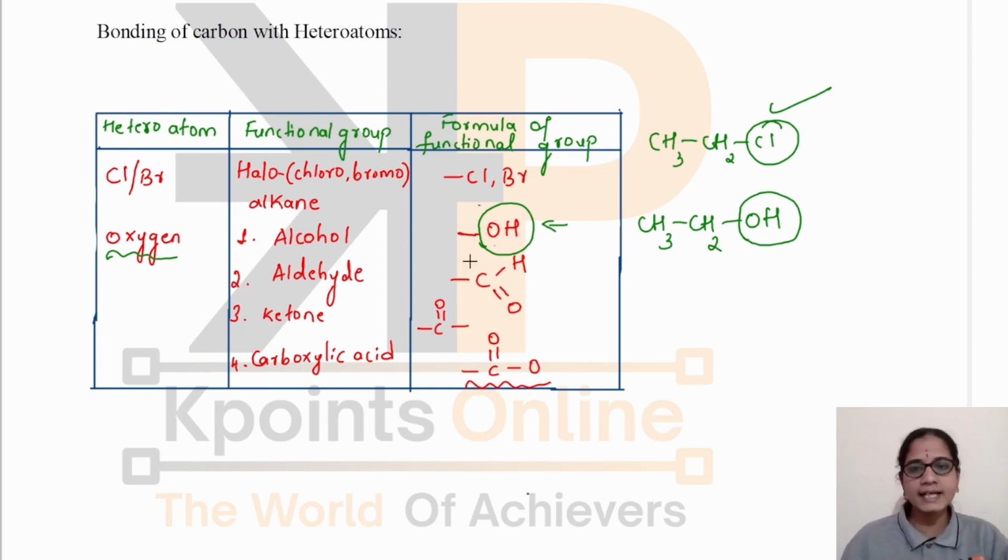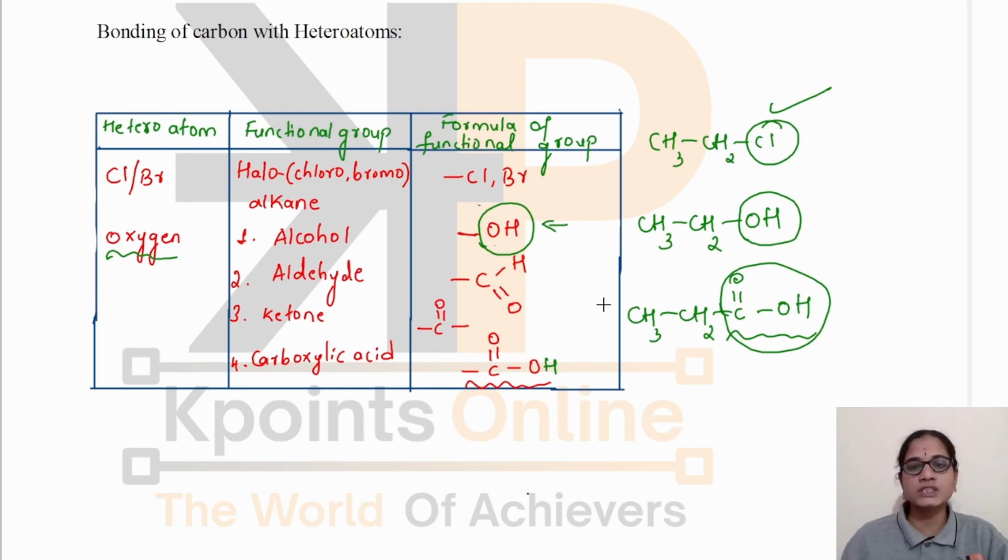And if this aldehydic group is attached to the carbon chain, then those compounds will be aldehydes. If this ketonic group is attached to the carbon chain, then it will be ketone compounds. If a carboxylic acid group is present in the carbon chain, then those compounds will be carboxylic acids. For example, here this functional group is the carboxylic acid functional group, and these compounds are called carboxylic acids. These functional groups provide special properties to those compounds, so they are called functional groups.